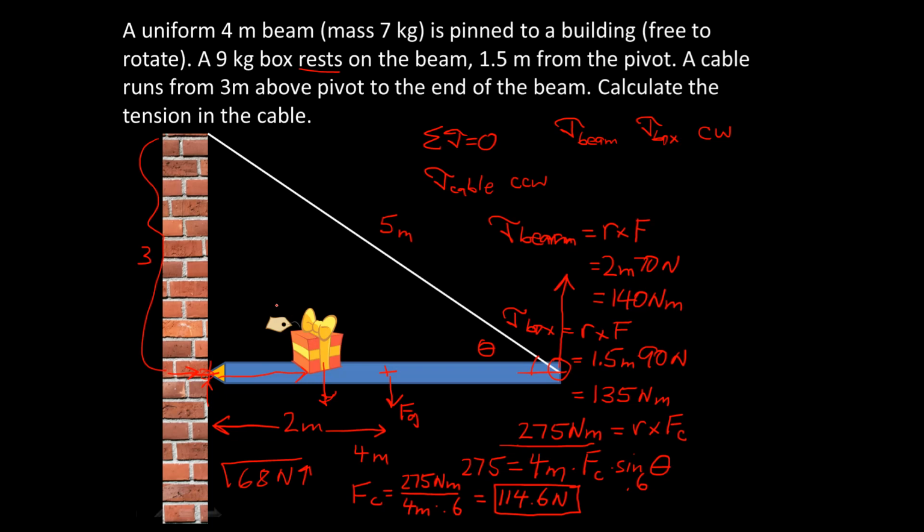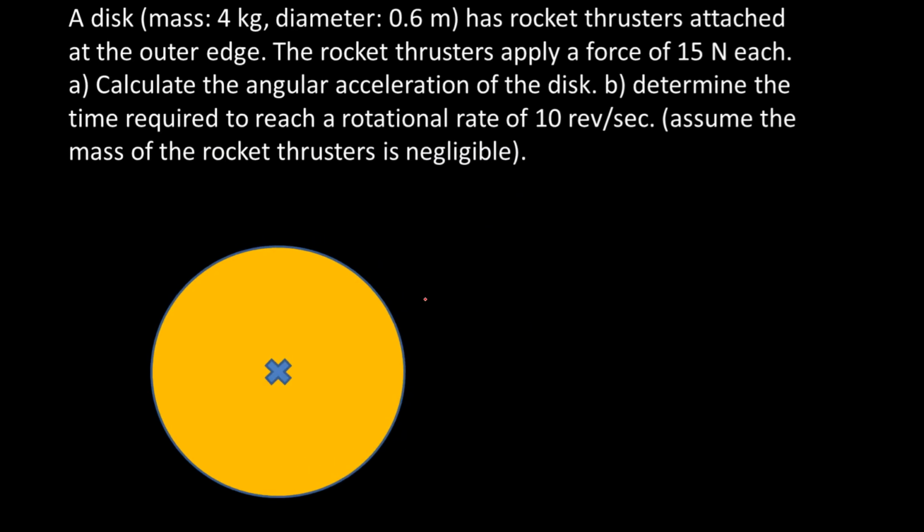All right, let's take a look at another example here. You've got a disc with mass 4 kilograms and diameter 6 meters that has rocket thrusters. There's one rocket thruster, another rocket thruster along the outer edge. The rocket thrusters apply a force of 15 newtons each. A, calculate the angular acceleration of the disc, and B, determine the time required to reach a rotational rate of 10 revolutions per second. Notice that this is saying revolutions per second, not radians per second, so we'll have to be a little bit careful there. And assume the mass of the rocket thrusters is negligible.